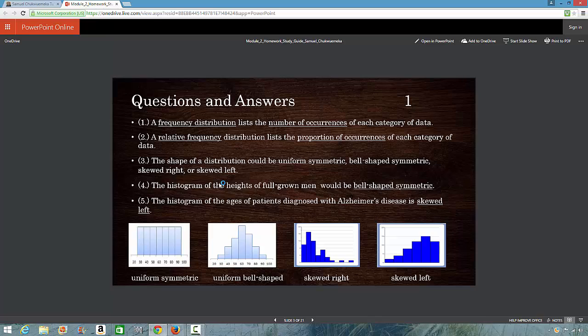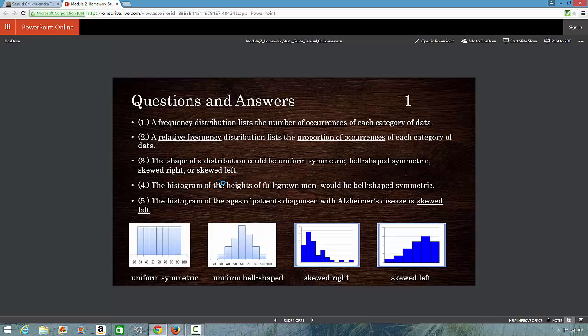Then we also have a relative frequency distribution. That gives us the proportion of the frequencies or the proportion of occurrences. So you kind of see the difference here. The frequency distribution gives you the frequency. Then the relative frequency distribution gives you a proportion of the frequencies or number of occurrences. Okay, proportion of it. So it's relative.